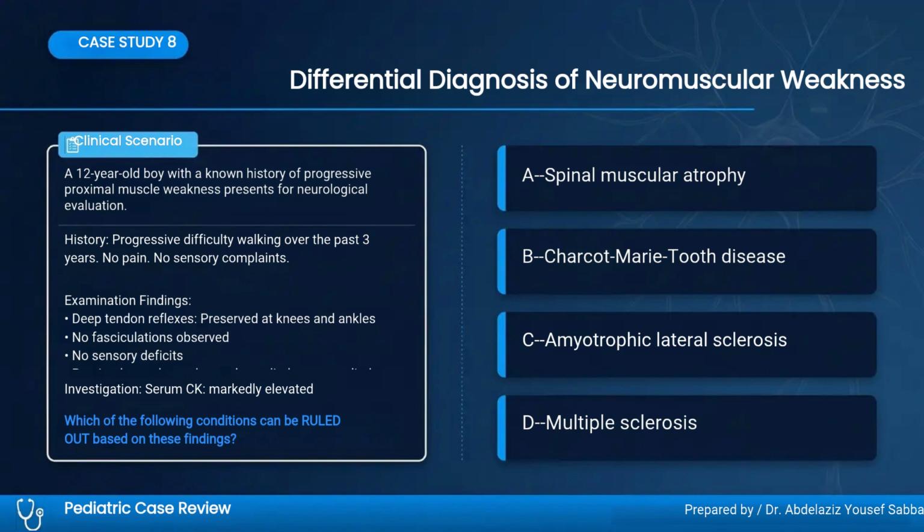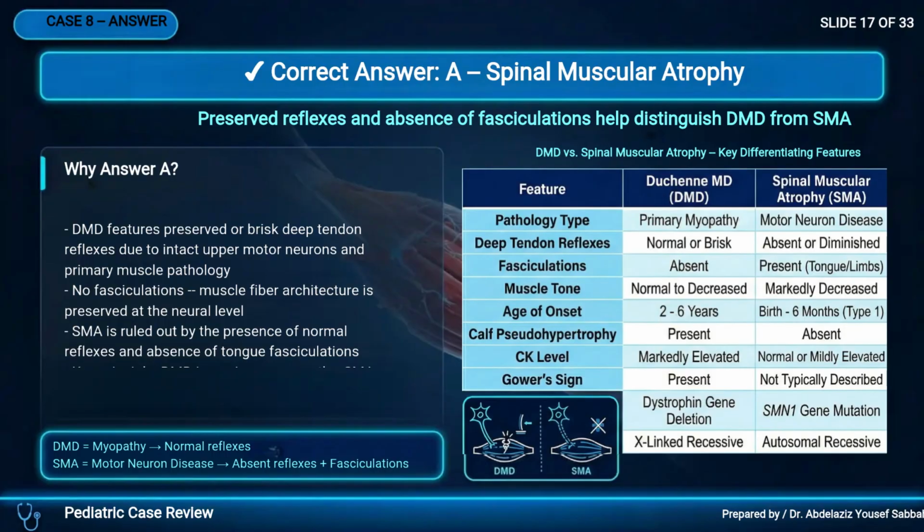Option A, spinal muscular atrophy. Option B, Charcot-Marie-Tooth disease. Option C, amyotrophic lateral sclerosis. Option D, multiple sclerosis. The correct answer is option A, spinal muscular atrophy.